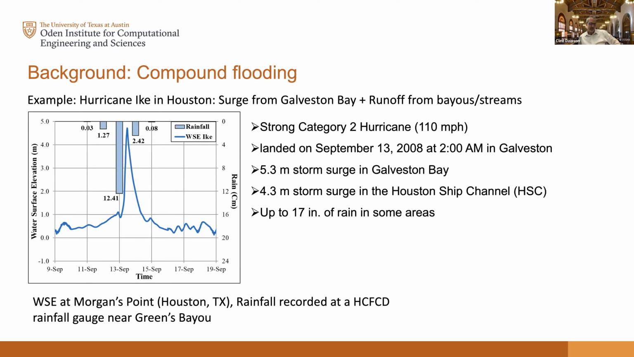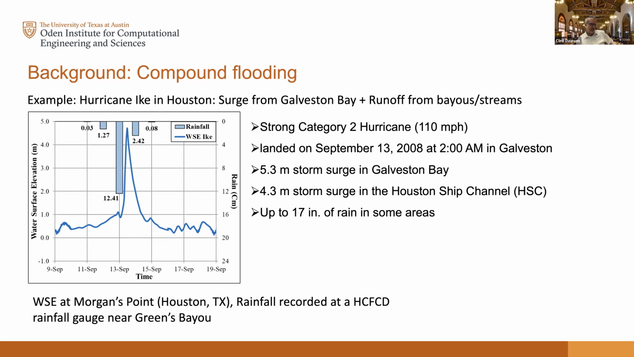So, for example, in Hurricane Ike, and this is just an example of compound flooding, and I'll give a more precise definition in a second, we had both surge coming in from Galveston Bay, and in this figure I'm focusing on a couple of measurement stations located in Houston. So we had surge from Galveston Bay, and we had runoff from the bayous and the streams in the Houston area. Ike was a strong Category 2 hurricane, in 2008. It generated about 5.3 meters of storm surge in Galveston Bay, and then 4.3 meters going all the way up the Houston Ship Channel into Houston, and then up to 17 inches of rain in some areas.